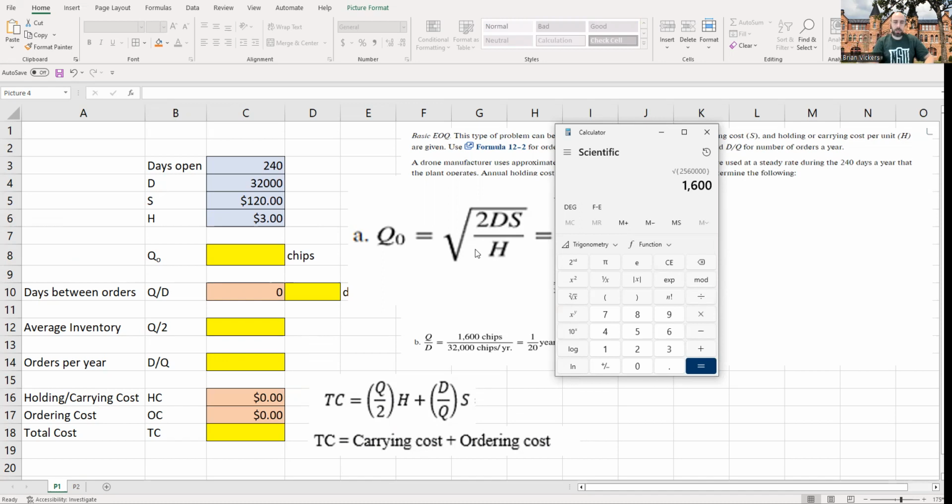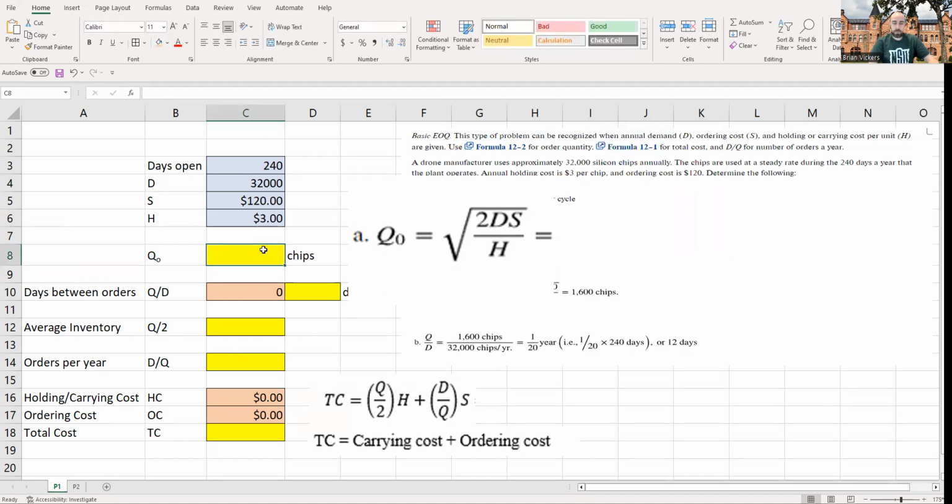So what I'm going to do is type in the answers. I'm going to solve it all with the calculator and then just type in the answers, so you can see where I'm plugging that in as if I was writing it down in notes. And then we'll go back and solve it in Excel the way you need to do it for your problem set. But for quiz reasons, and for the exam, you'll need to be able to do this by hand as well. So I'm just going to type in 1,600. That's our economic order quantity.